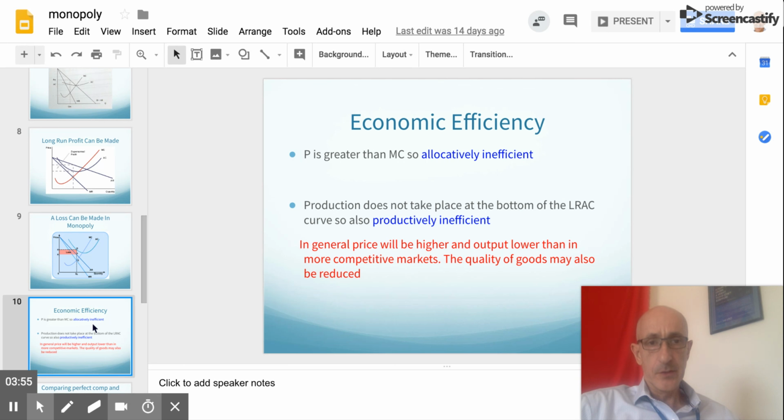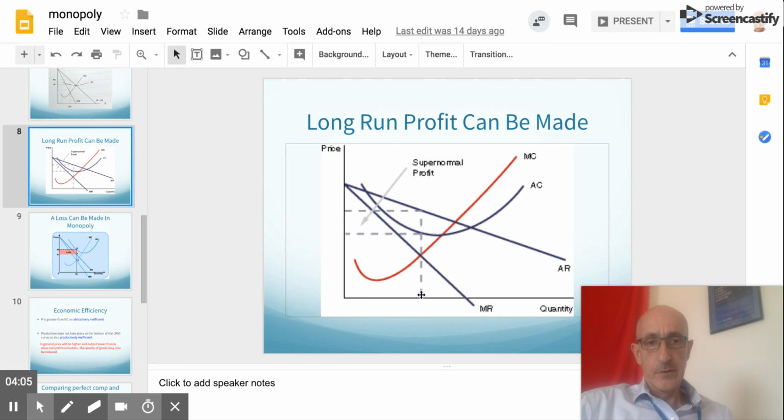It's clearly a product that we like and we need and we want. It doesn't cost society that much to produce. So at this level of output that the monopoly produces, we could argue that we're underproducing this particular product. We should produce more of it. It's something that provides utility that's greater than the marginal cost of producing it. More resources should be moved into the production of this product.